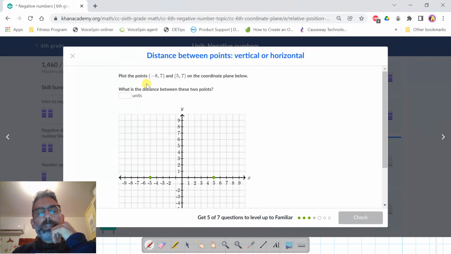Plot the points -8, 7 and 5, 7 on the coordinate plane below. What is the distance between these 2 points? Okay.